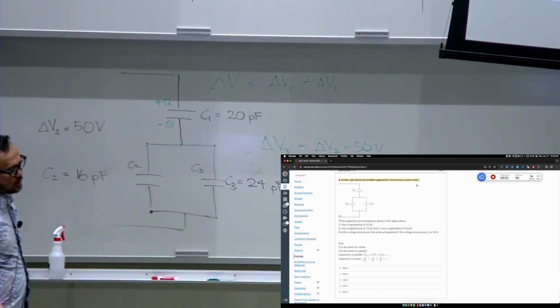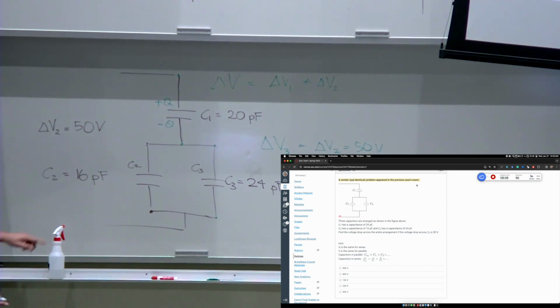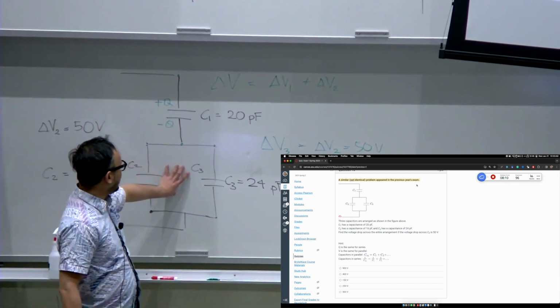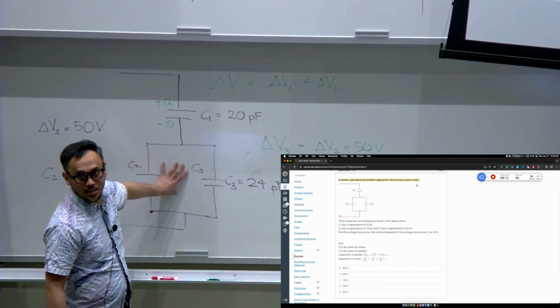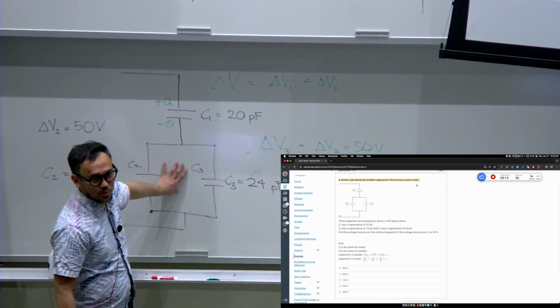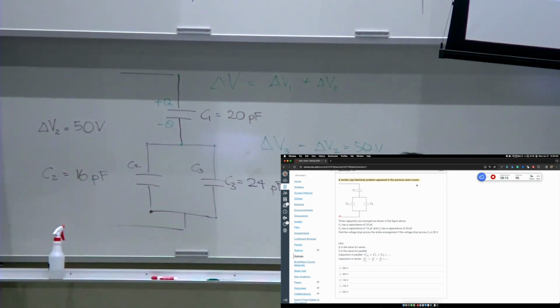So how would you do that? You can collapse C3 and C2 into one. So you first need to find the equivalent capacitor for C2 and C3. Does it make sense? So you can transform the circuit.